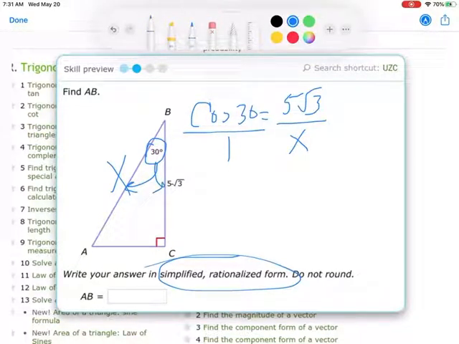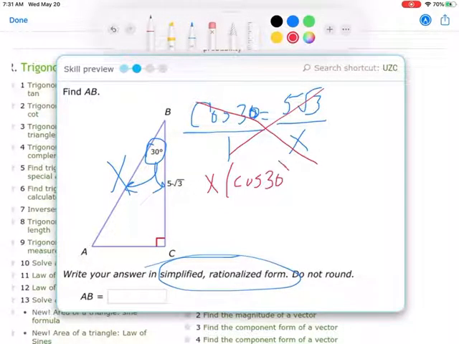So adjacent, there we go. I just had to fix that. That's a 30, not a 36. Cross multiply. So I'll do that in red. Multiply those two things, multiply those two things. So x cosine of 30 is equal to 5 root 3.